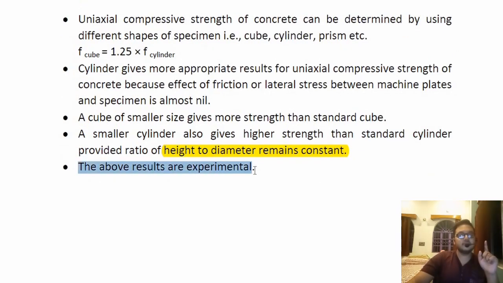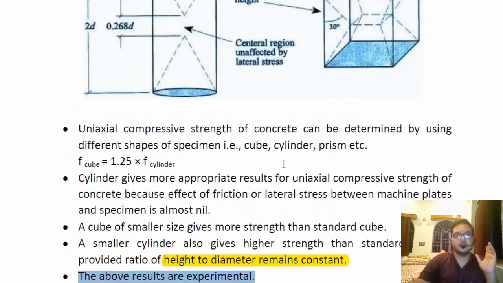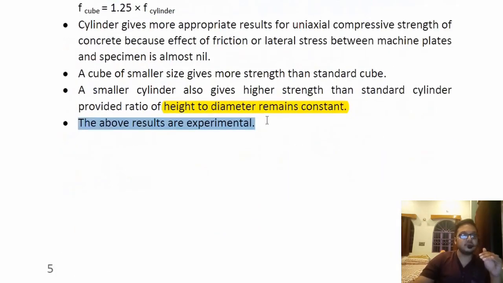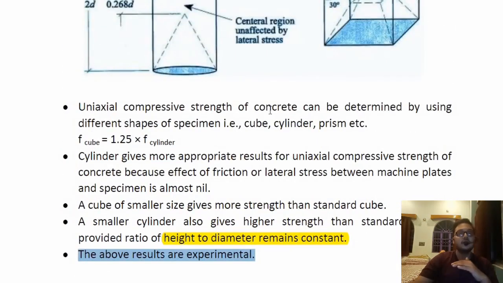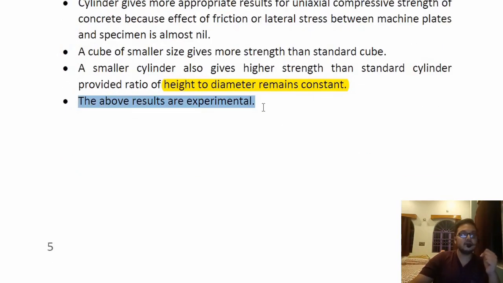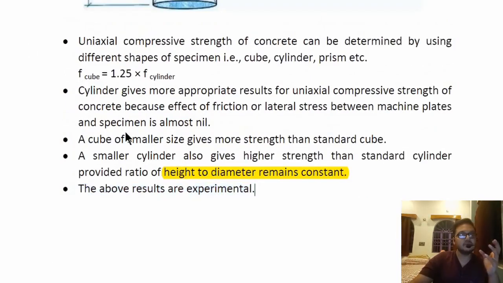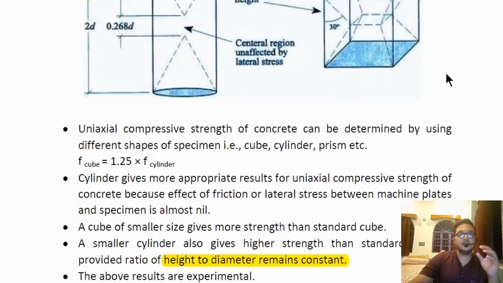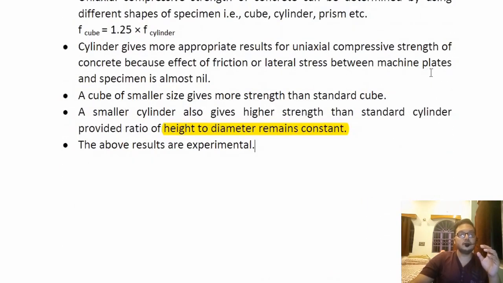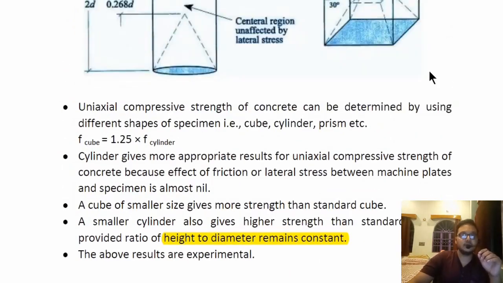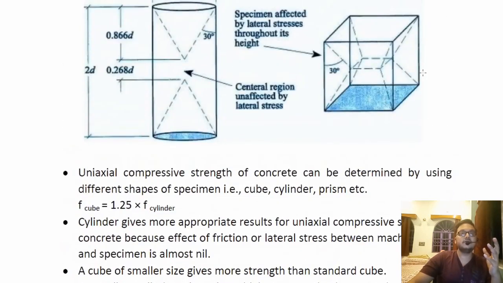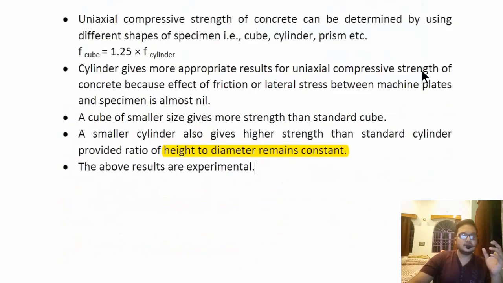And the last point says that the above results are experimental. So actually all these points which I have noted here are based upon experimental observations. These are found experimentally, that these criteria happen with the shapes of different concrete specimens like cube or cylinder.